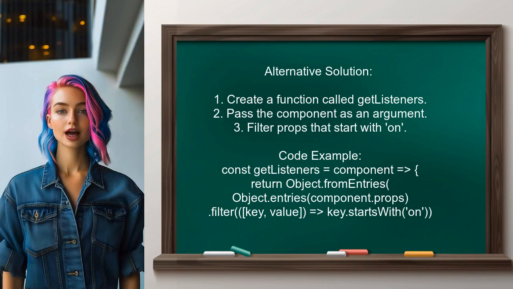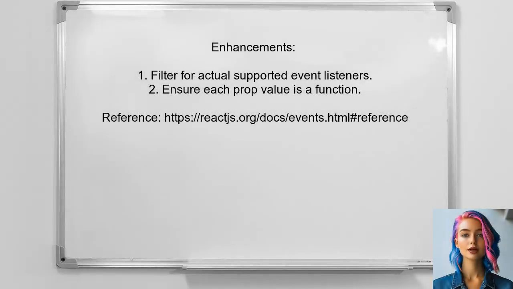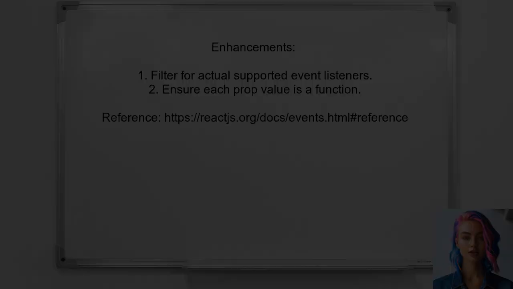One alternative approach to get the list of registered synthetic event handlers in a React component is to create a simple function. This function, called getListeners, takes a component as an argument and returns an object mapping the event listeners. It filters the component's props to find those that start with "on", which is the convention for event listeners in React. The user also suggests enhancing this function by explicitly filtering for supported React event listeners and ensuring that the values are functions. This makes the solution more robust and reliable.